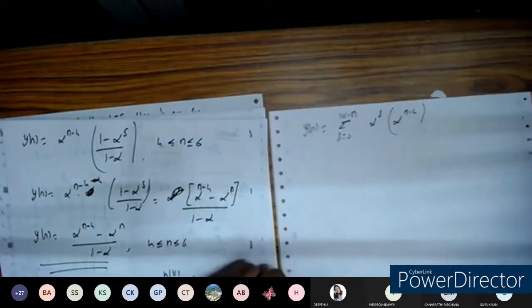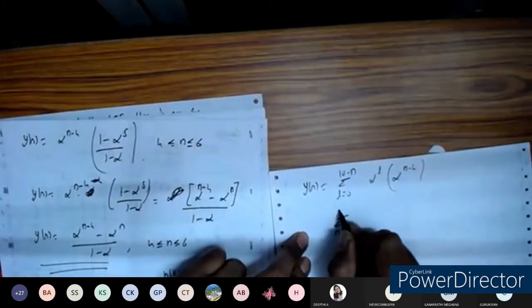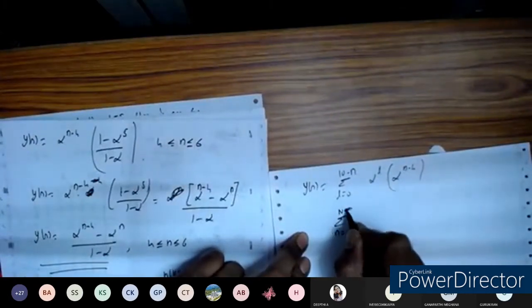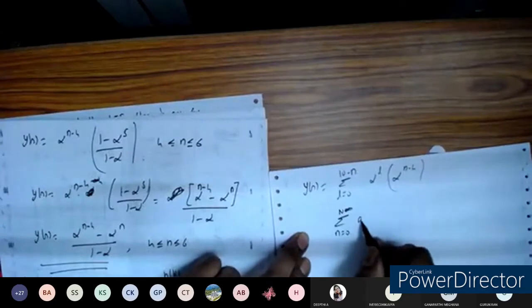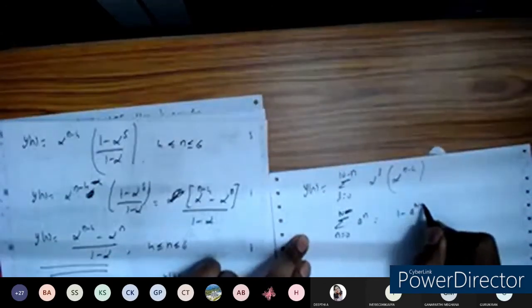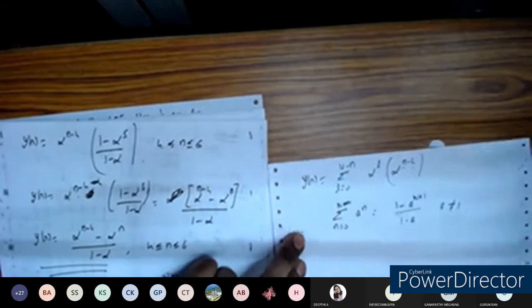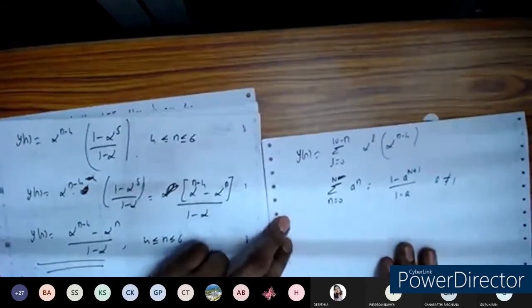Okay, next we are going to apply the sum of finite terms formula, that is summation n equals 0 to n minus 1. Or you can take summation n equals 0 to n, this is a better formula. So summation of a to the power of n is equal to 1 minus a to the power of n plus 1 divided by 1 minus a, provided a should not be equal to 1.